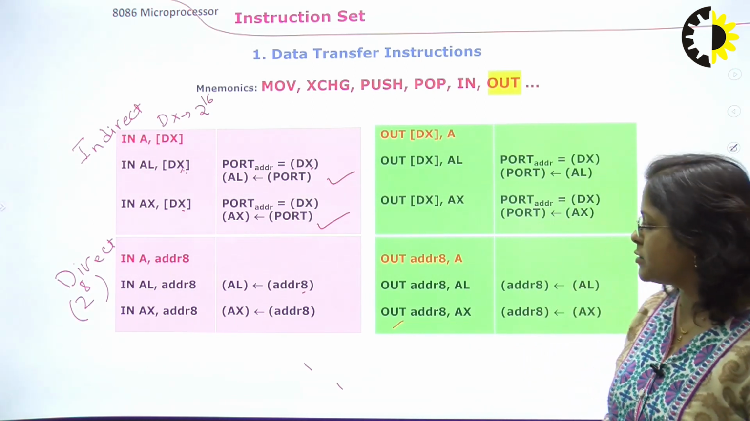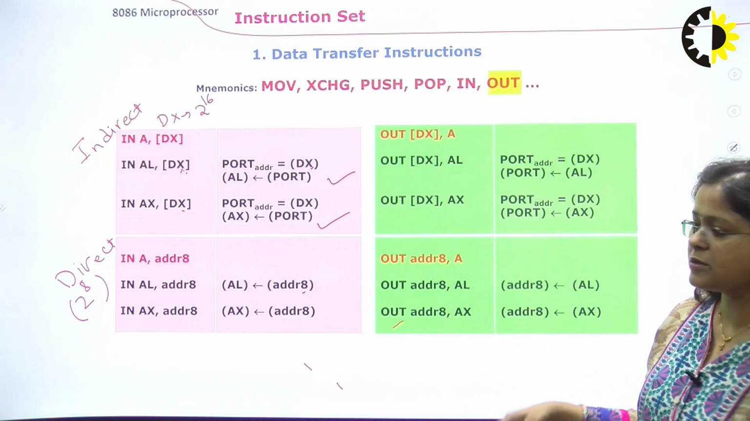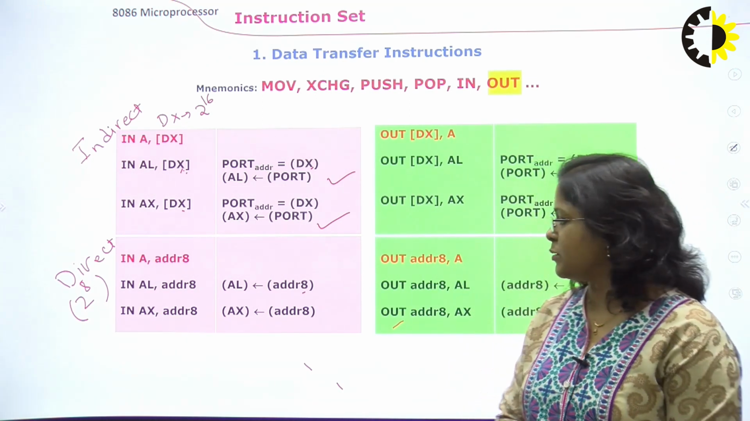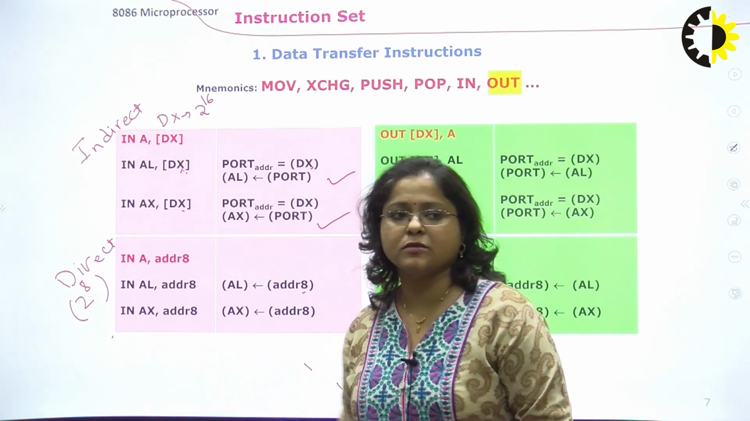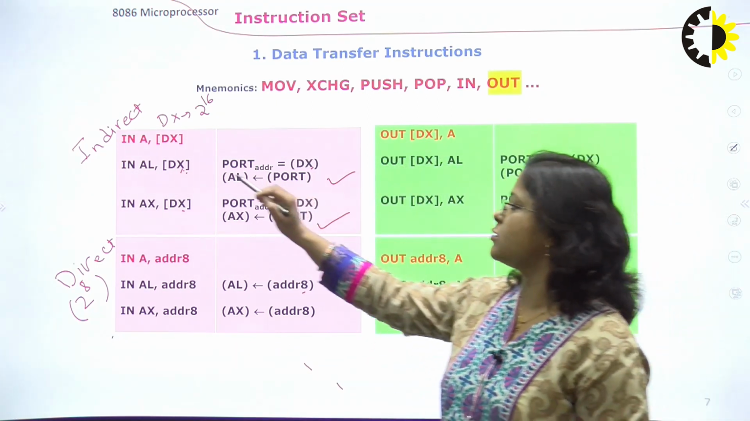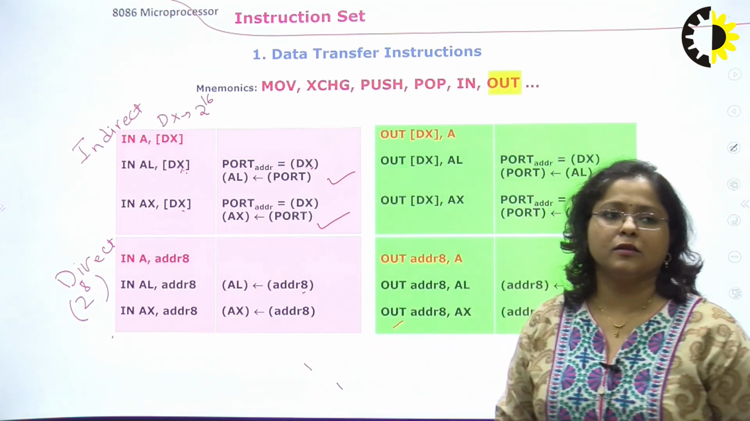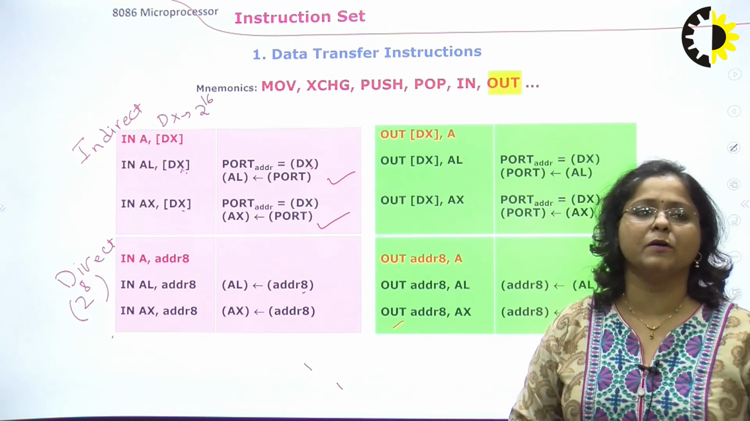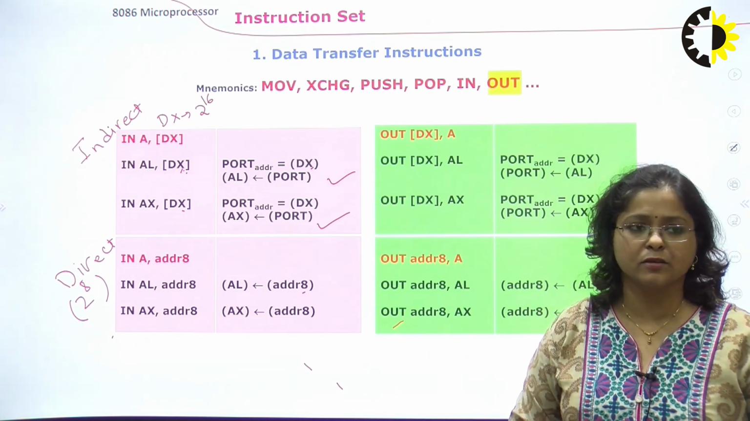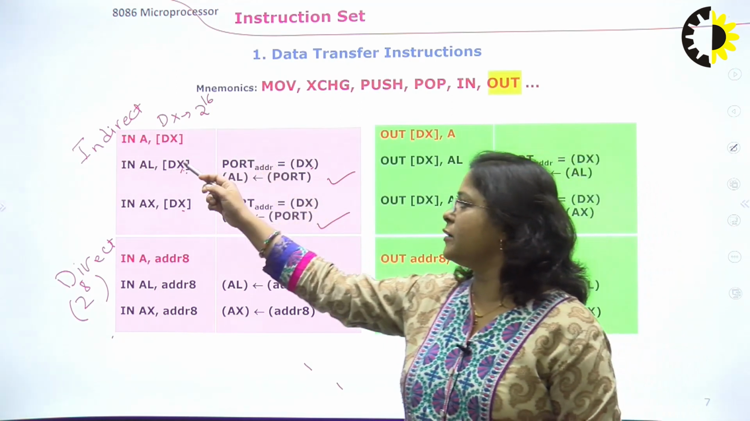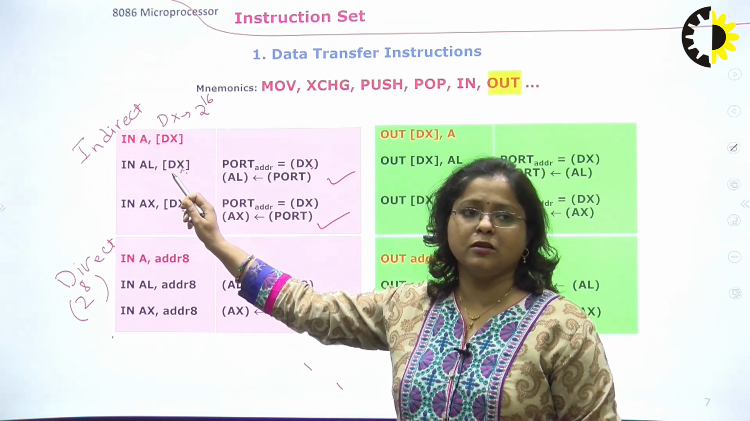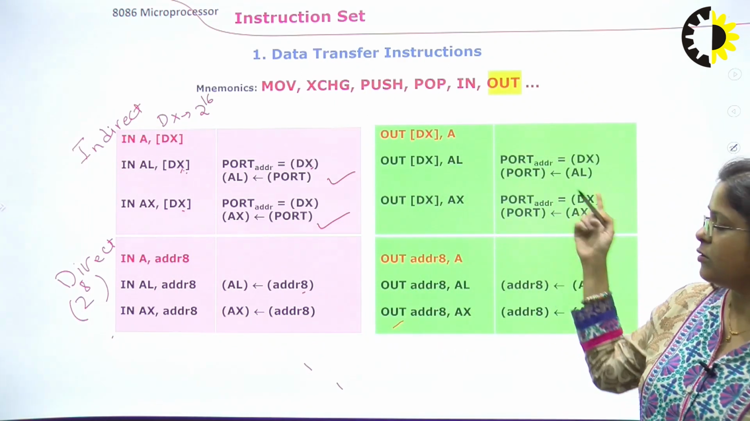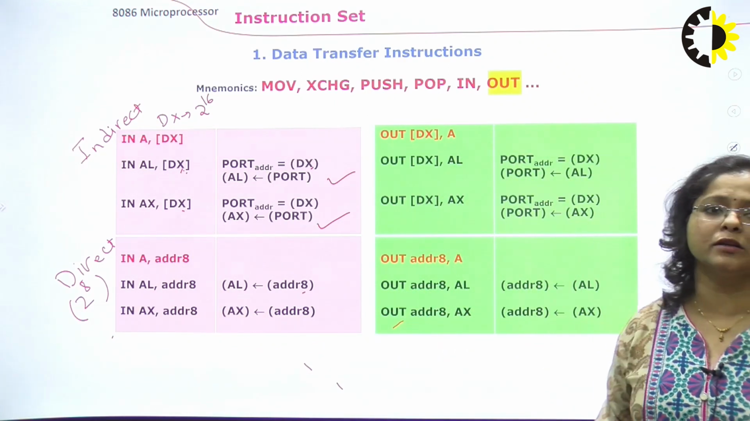In direct addressing, an 8-bit address is directly specified in the instruction, and 2 to the power 8 IOs can be accessed. Whereas in indirect addressing, the 16-bit port address is specified in the DX register, so 2 to the power 16 IOs can be accessed, and this address through the DX register will give the data to the accumulator in IN and will copy the data from the accumulator in the OUT instruction.